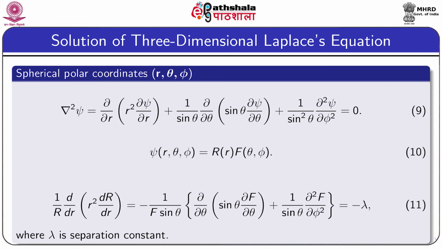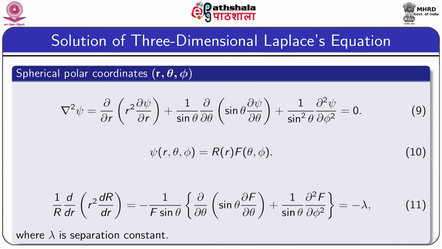Now, I am going to discuss the solution of the Laplace equation in the spherical polar coordinate system. The Laplacian in spherical polar coordinates is given in equation number 9. Here we are applying the same method, the method of separation of variables, to find the solution. First we are separating the variable r from the variables theta and phi. That is given by relation 10.